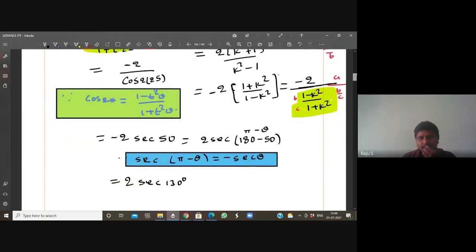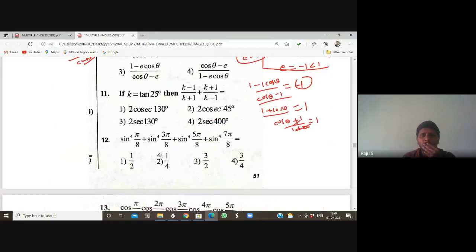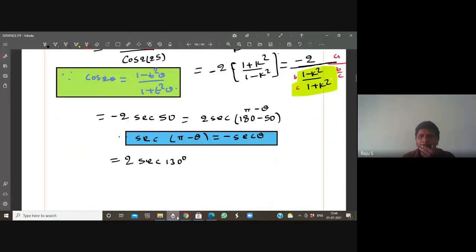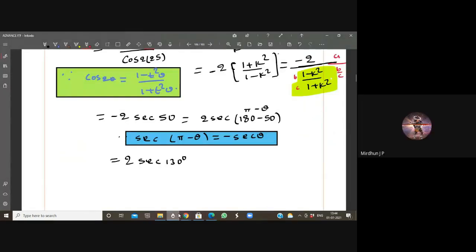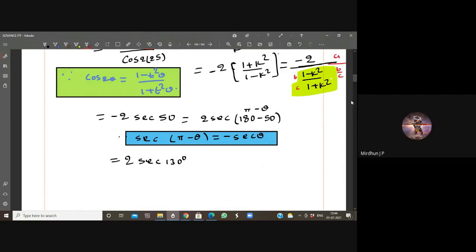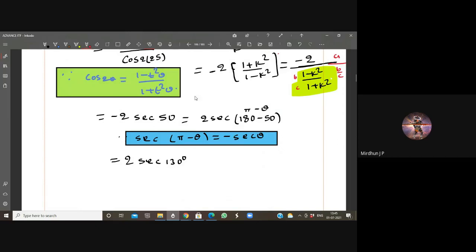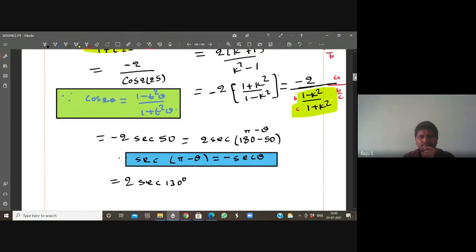Clear, student? Shall I proceed for the next one? Yes, sir. Right. Next question, 12th one. Sir, I have another doubt, sir. Sir, if we multiply by minus 1, the whole equation will change now, sir. We have inserted a minus symbol now, sir. This will change the equation itself. Where here? No, sir, in minus 2 into 1 plus k square by 1 minus k square.